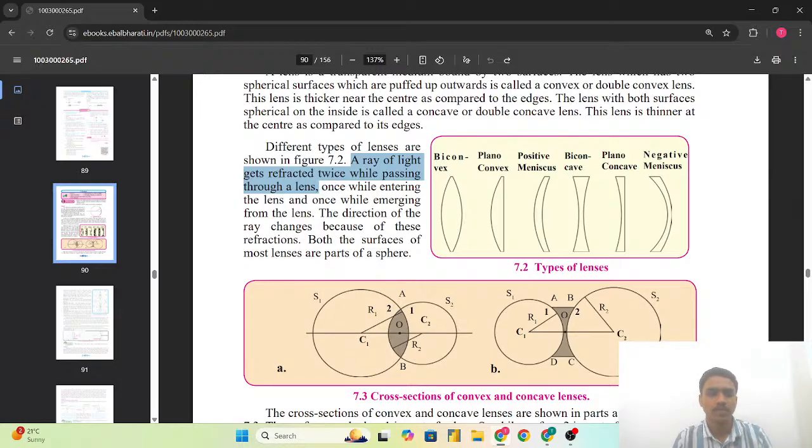So keep in mind that the refraction of light in a lens happens two times, once while entering the lens and once while emerging from the lens. The direction of the ray changes because of the refraction. Both the surfaces of most lenses are parts of a sphere.